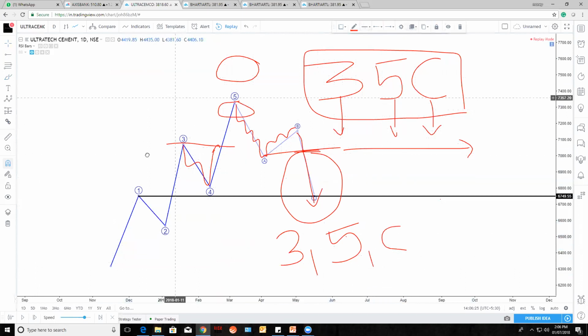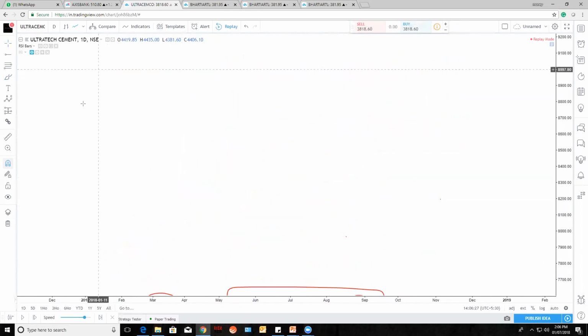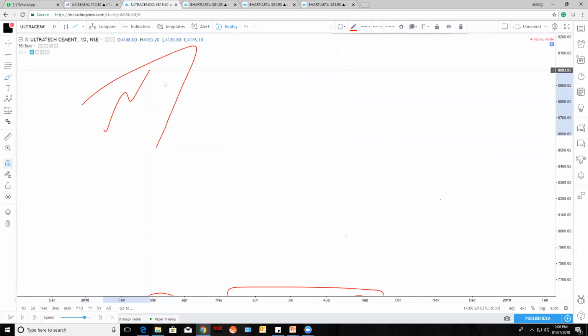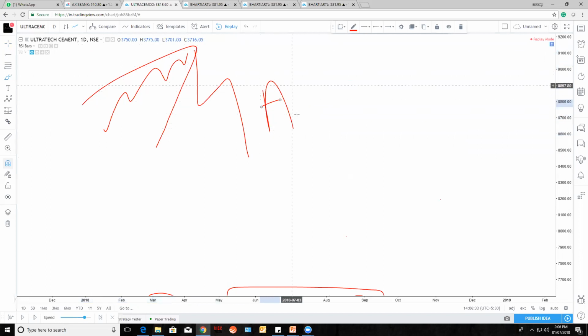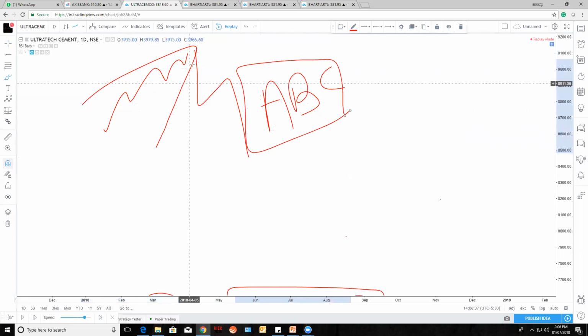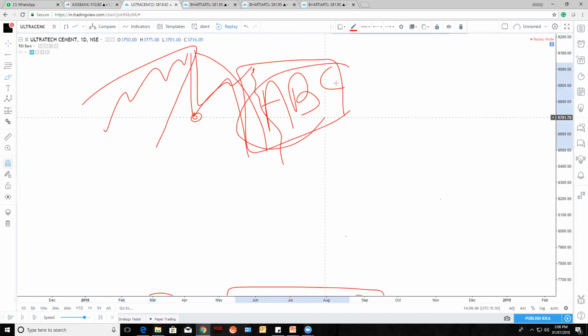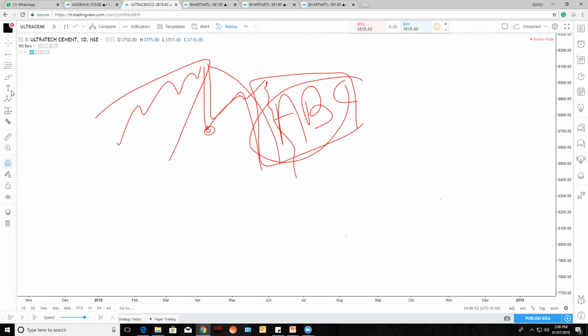And whenever there is an ending diagonal being made, we are trading the whole ABC. Getting my point? Whenever there is an ABC being made, we are trading the whole ABC. Means we are trading A, after that we are trading B, after that we are trading C. All waves we can trade in an ending diagonal. In an ending diagonal, we are trading for ABC, the total ABC. Getting my point?